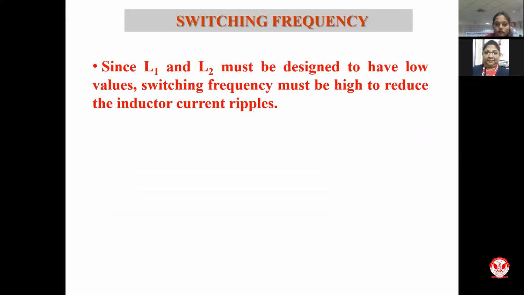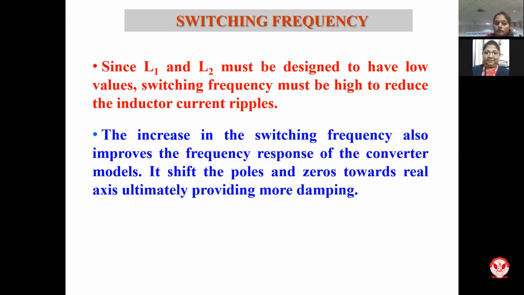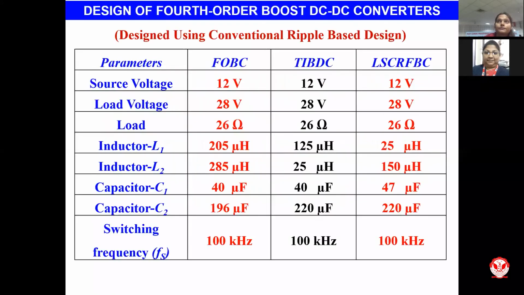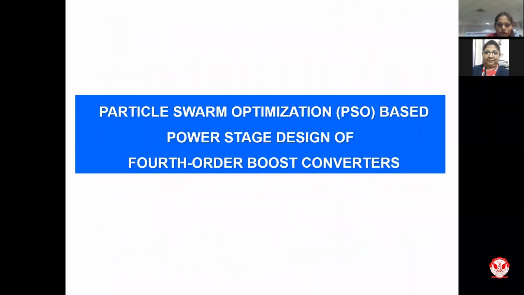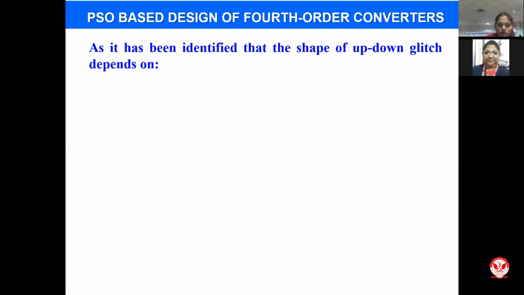You change the switching frequencies. An increase in the switching frequency improves your frequency response. It also shifts your poles and zeros towards the real axis, ultimately providing more damping. So by all this analysis we are able to form some of the basics of how we can optimize the thing. These were the design parameters obtained for performing the experimentations, and these design issues need to be addressed. Then with this sufficient mathematical understanding and the basics, we can form the optimization problem, which is formed something like this.